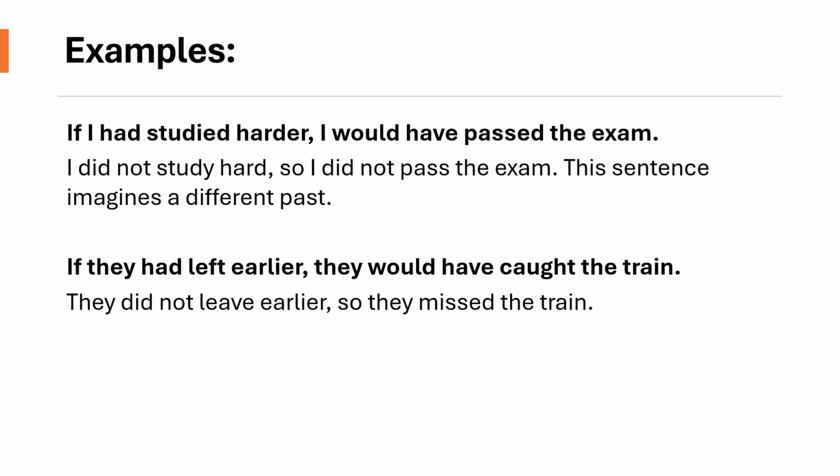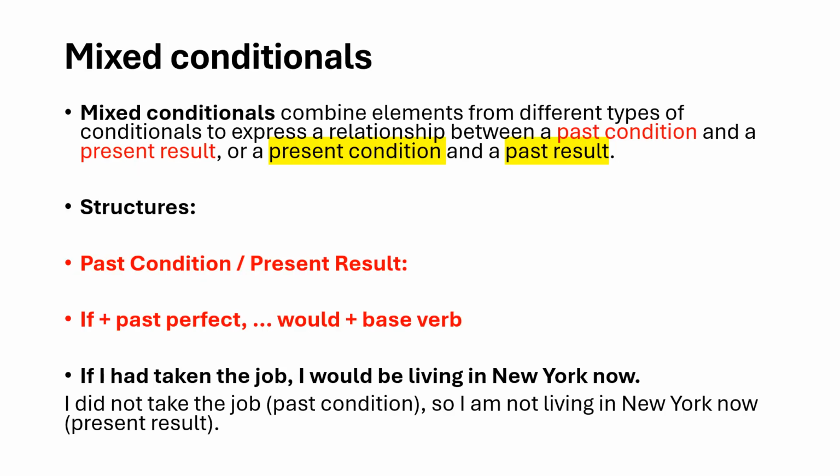If they had left earlier, they would have caught the train. They did not leave earlier, so they missed the train. Mixed conditionals. Mixed conditionals combine elements from different types of conditionals to express a relationship between a past condition and a present result, or a present condition and a past result.